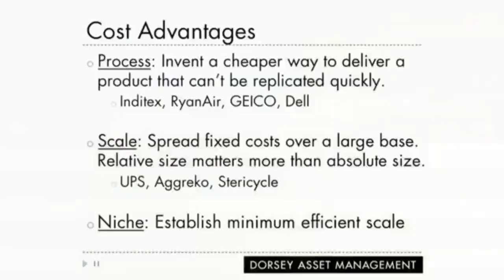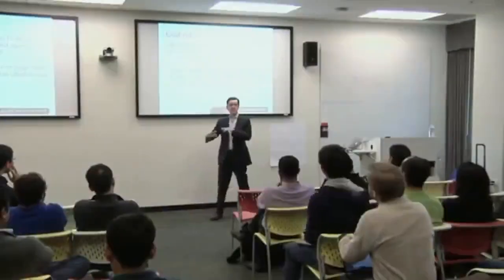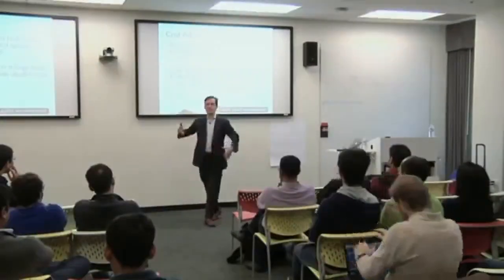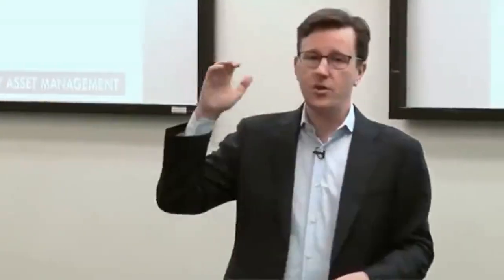Scale, by contrast, when you spread your fixed costs over a large base, that tends to be much, much more robust. So think about this big network of brown UPS vans going around a neighborhood. What's the additional cost of putting one more package on the UPS van? De minimis, right? And so your margin on that is very, very high. Very difficult to compete.